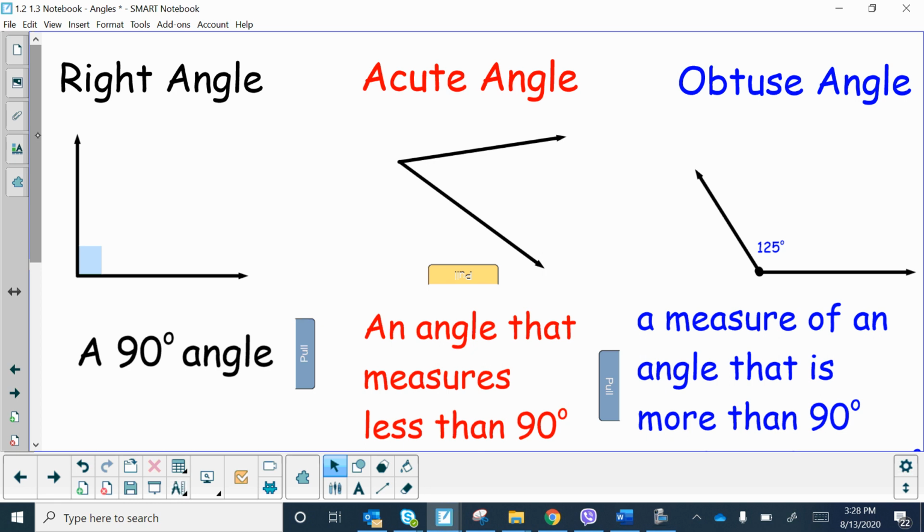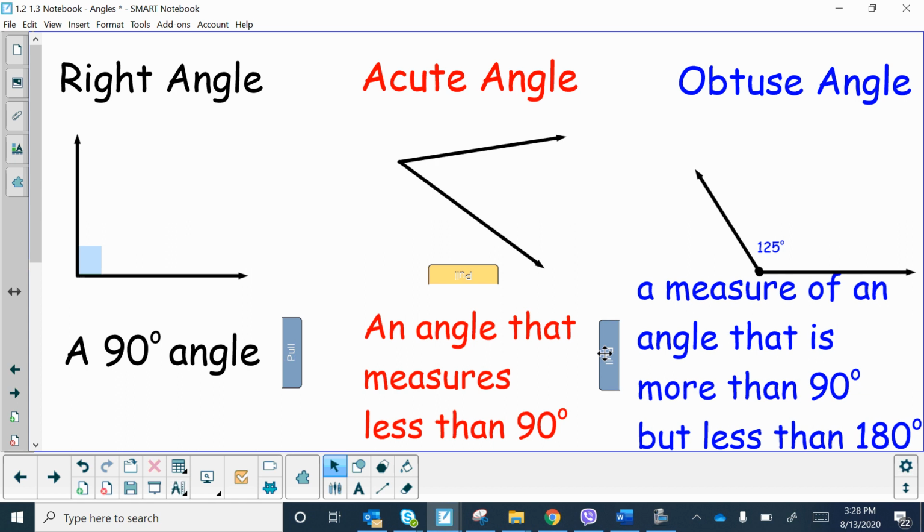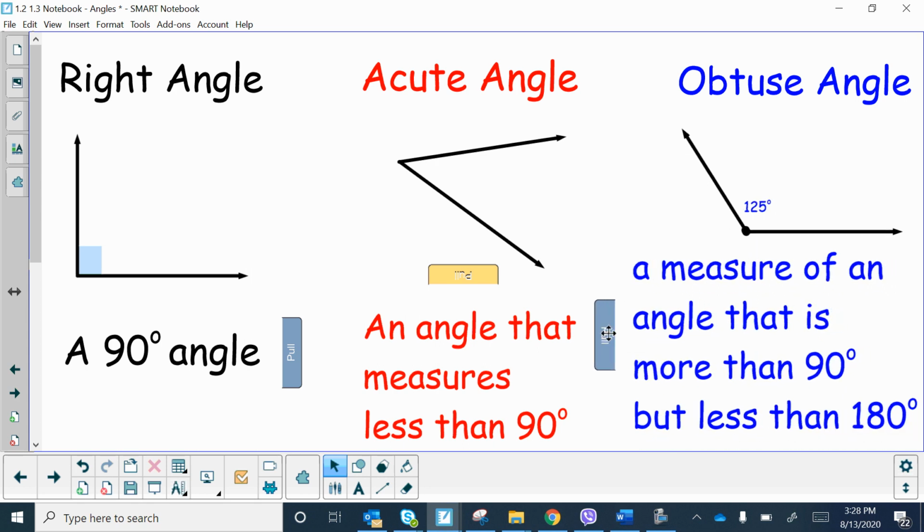So obviously your right angle is going to be a measure that's exactly 90 degrees. An acute angle is an angle that measures less than 90. And then your obtuse angle is a measure of an angle that is greater than 90, but less than 180. It's going to be less than 180 because if it gets larger than 180, then you're looking at what we call a reflex angle. So just obtuse, just bigger than 90, but less than 180.